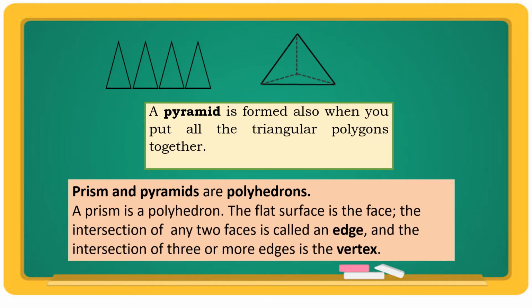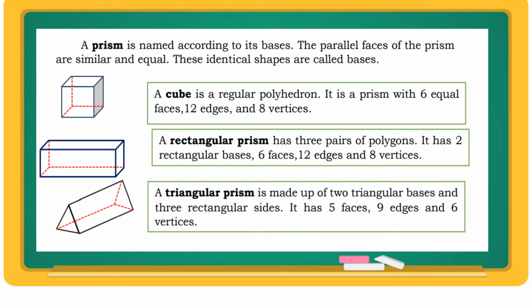A prism is a polyhedron. The flat surface is the face. The intersection of any two faces is called an edge, and the intersection of three or more edges is the vertex. A prism is named according to its bases. The parallel faces of the prism are similar and equal, so these identical shapes are called bases.